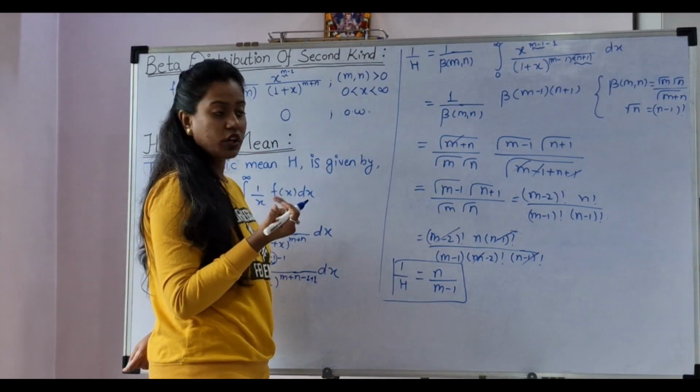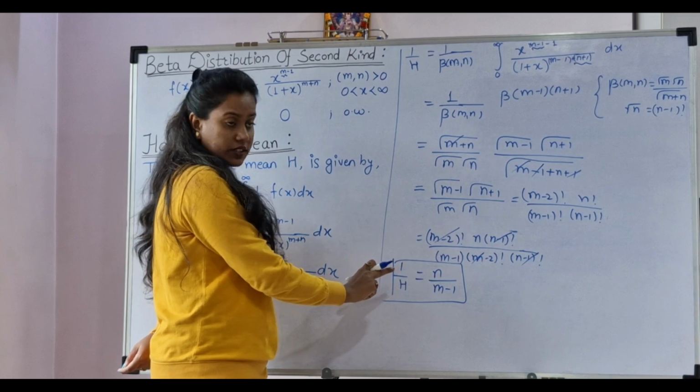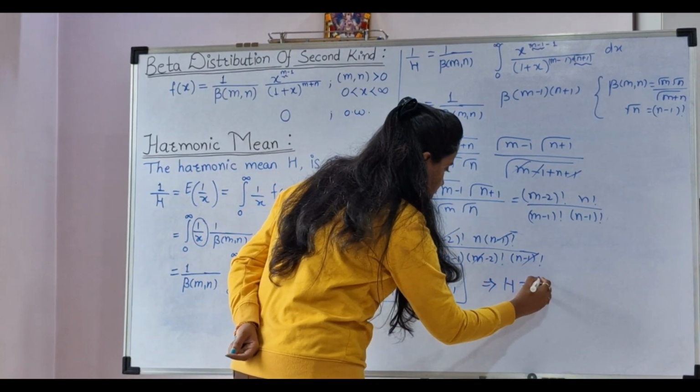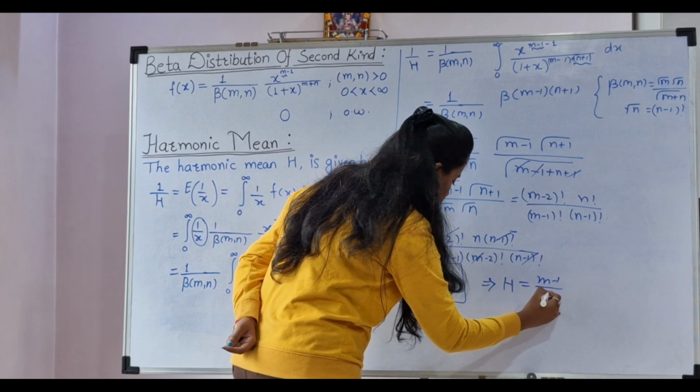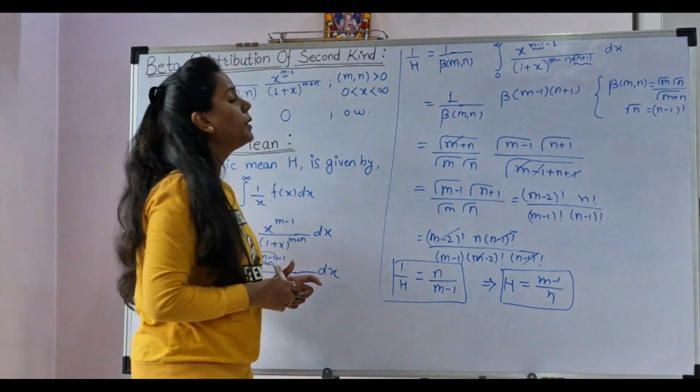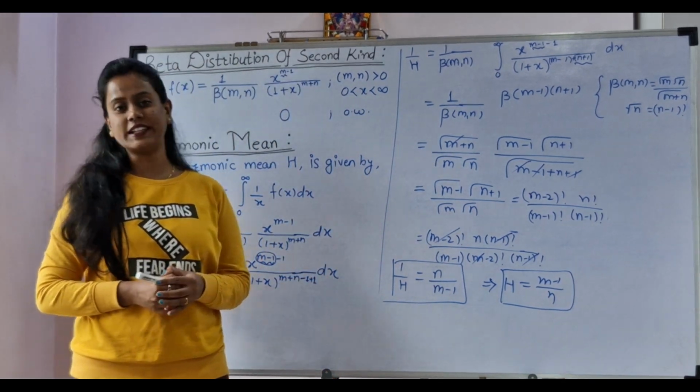But now what we want is h, so we have to take its reciprocal. So we will get the value of h equals m minus 1 upon n, and this is the harmonic mean for beta distribution of second kind.